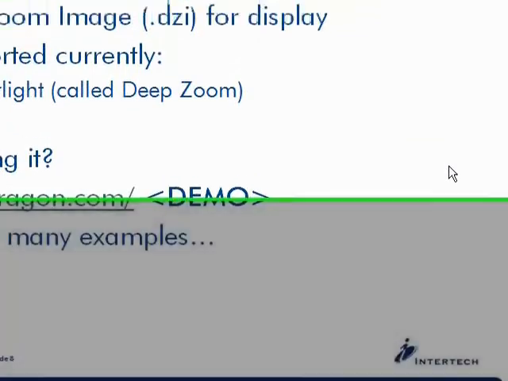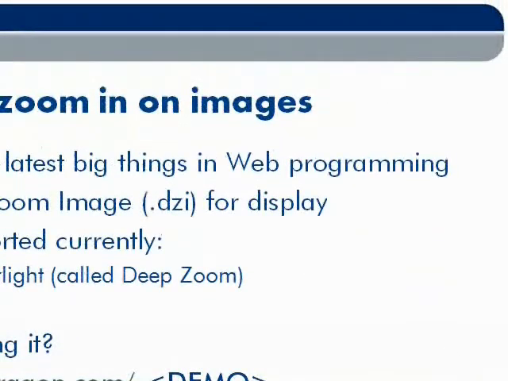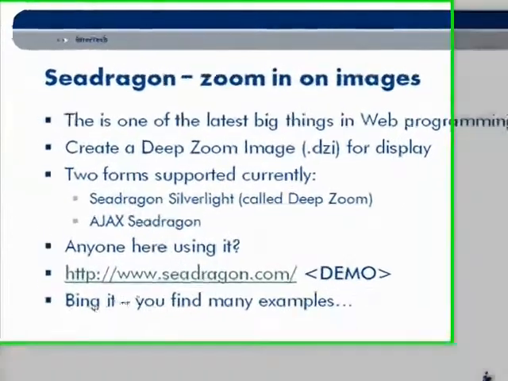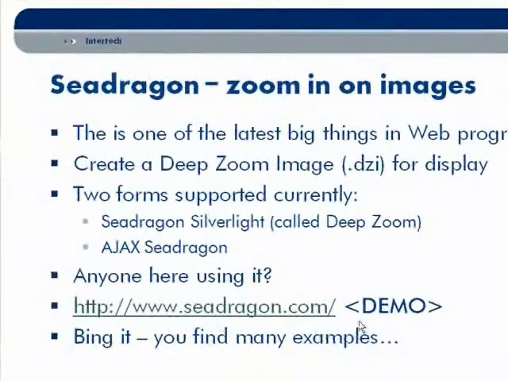Seadragon, by the way, as I said, allows you to zoom in on images. There's a lot of different examples already available on the web. You can literally go ahead and Bing it, if you will, or Google it, the Seadragon term, and you'll find several different websites. Now keep this in mind, when you're doing this Seadragon, there's two different ways that we can do this. We can do this with the Ajax Control Toolkit, specifically using the Seadragon control, or there's also a Silverlight version, and that one is of course called Deep Zoom.